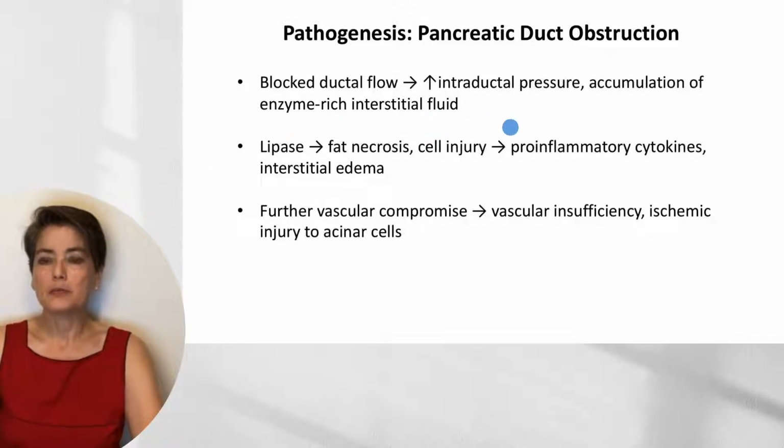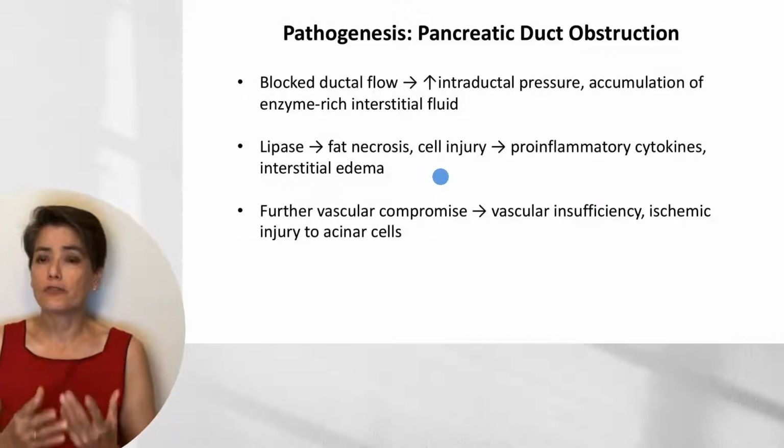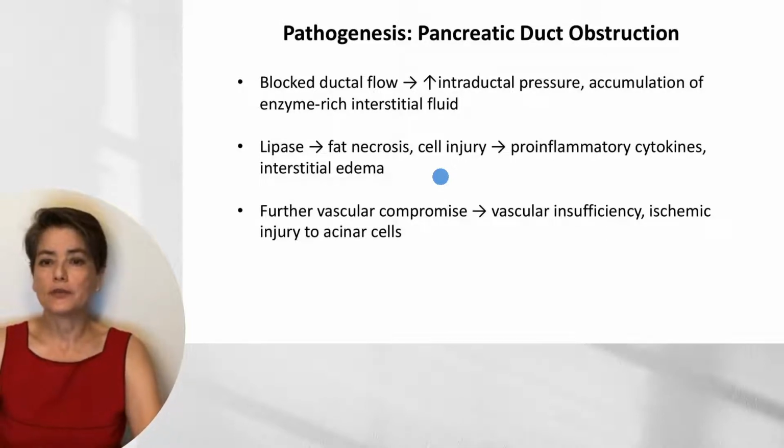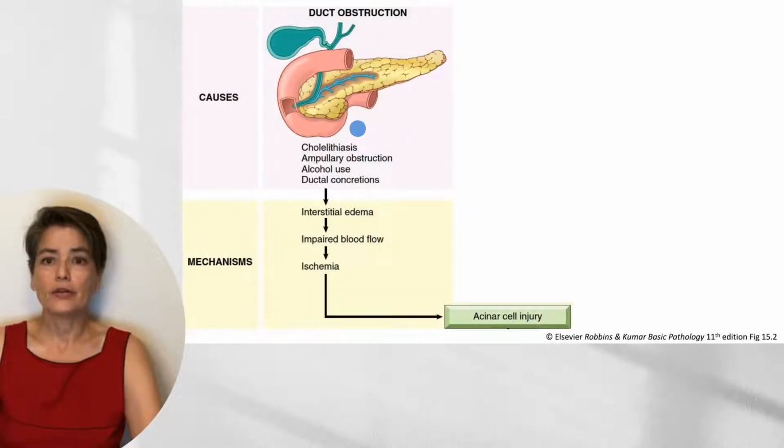And with this, we're going to begin a pro-inflammatory cascade with the elaboration of pro-inflammatory cytokines, and we're going to get interstitial edema. Now, this interstitial edema is going to cause further vascular compromise because as you have this additional pressure, it's going to shut down those small, flexible capillaries. This is going to lead to vascular insufficiency and further ischemic injury to our acinar cells. So let's take a look here at our figure, looking at our causes, and then again here, this interstitial edema caused by that obstruction. This is going to contribute to impaired blood flow, ischemia, and acinar cell injury.